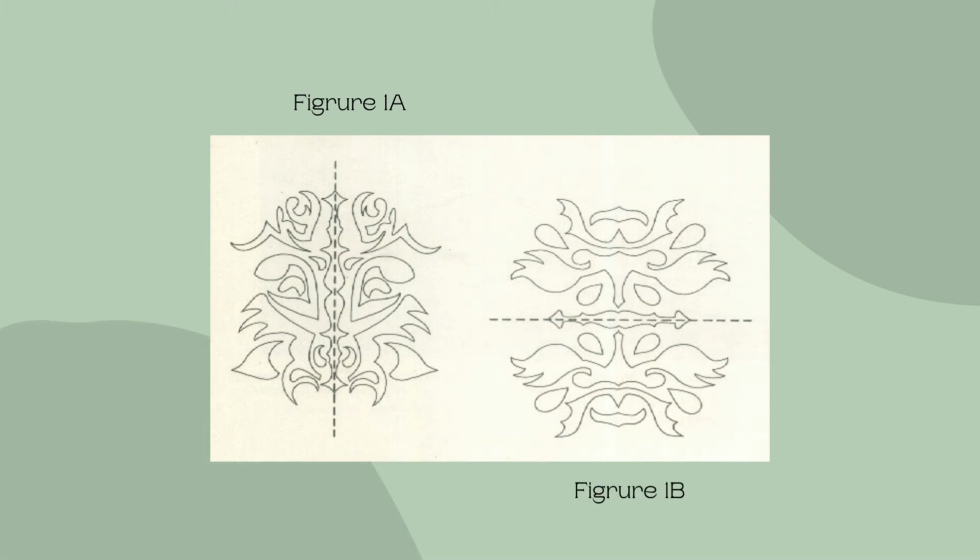Now, observe the two examples here. Figure 1A, with a vertical axis, there is equal visual weight on both sides here. On figure 1B, the artists also use a horizontal axis, arranging the balance between top and bottom.